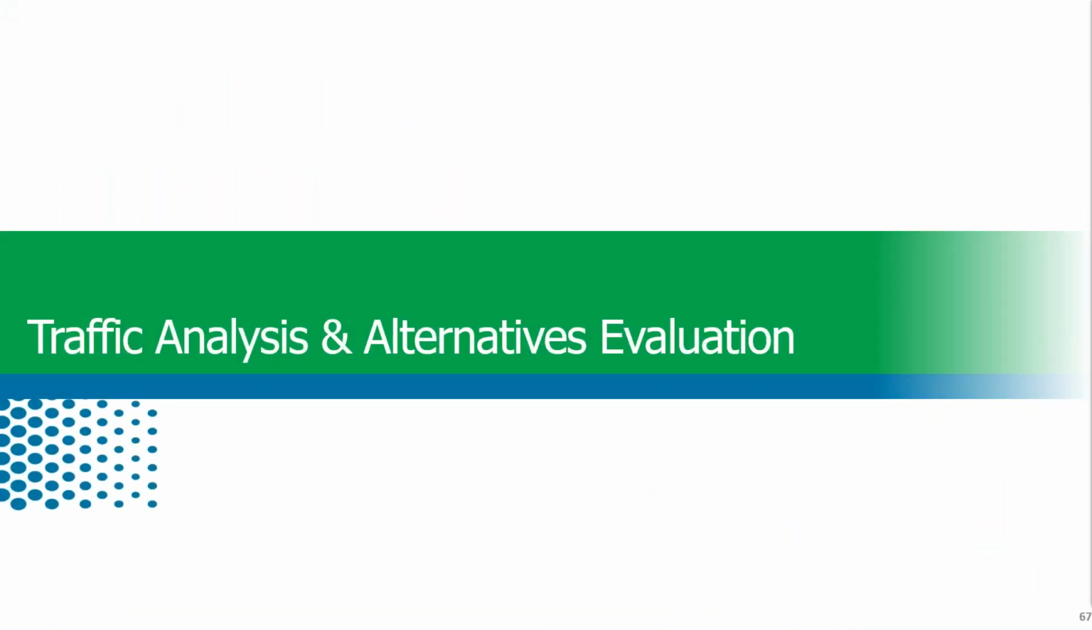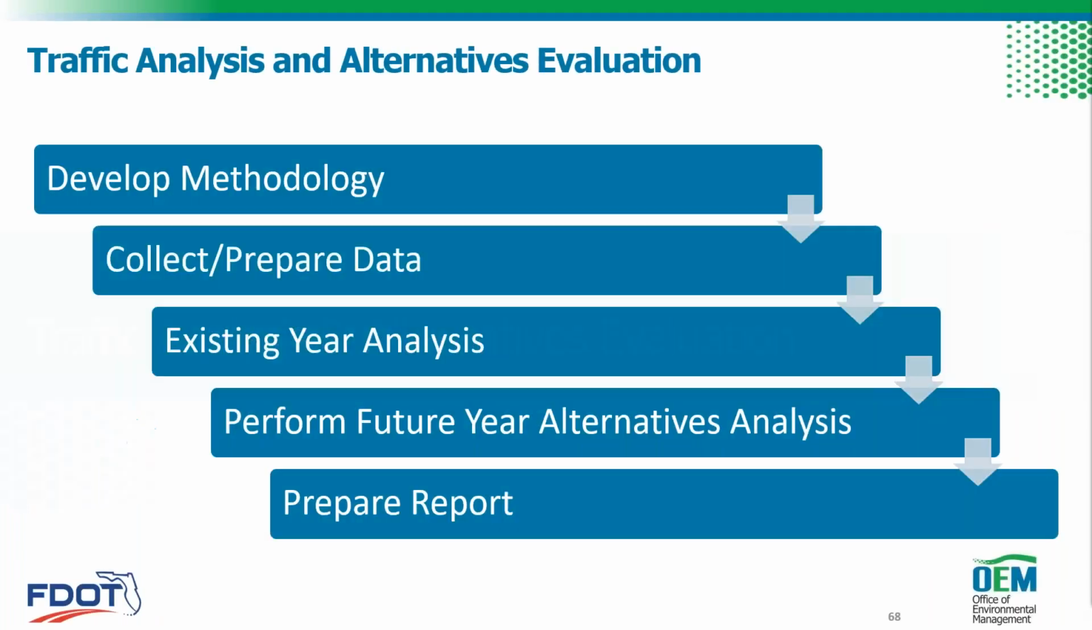All right, and next up is our traffic analysis and alternatives evaluation. So here's the overall process for the alternative evaluation. We start with the methodology, and we collect and prepare our data. Then we do our analysis for existing year and then our future year, and prepare reports. So we've talked about most of these already, and we're going to talk about the last couple steps here now.